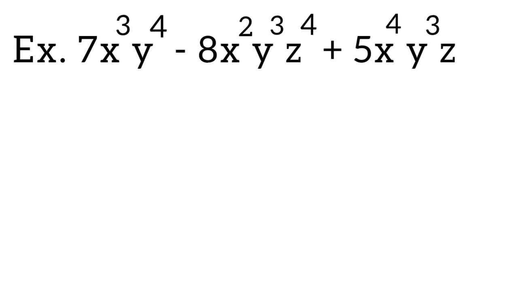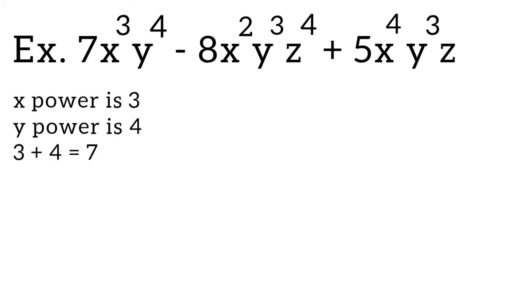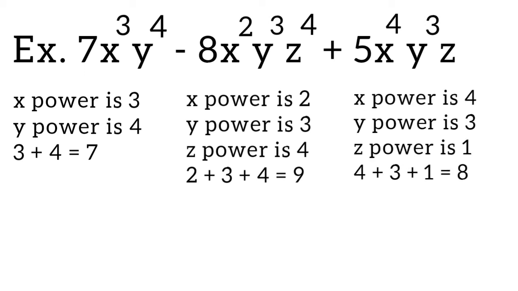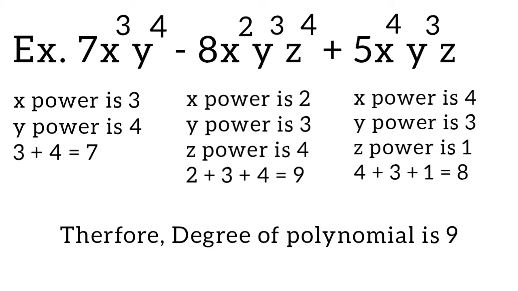Now here if you see the first term, 7x cube y raised to 4, the power of x is 3, the power of y is 4, you add 3 plus 4, it becomes 7. Take the second term, minus 8x square y cube z raised to 4, the power of x is 2, y is 3 and z is 4. You add 2 plus 3 plus 4, you get 9. Similarly, for 5x raised to 4, y raised to 3 and z raised to nothing, which means 1, the sum is 4 plus 3 plus 1, which is 8. Now we have three values, 7, 9 and 8. And the highest of them is 9. So therefore, the degree of the polynomial will be 9.